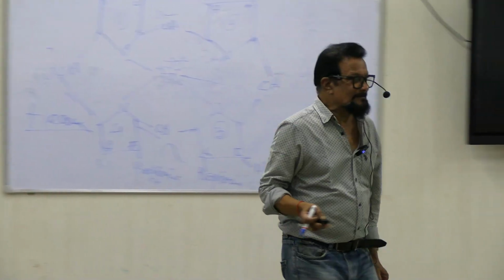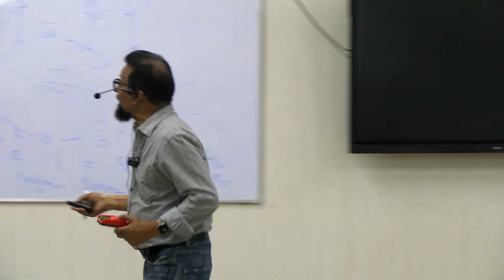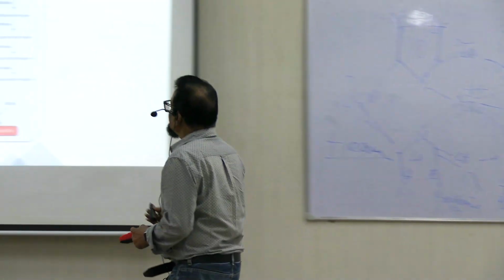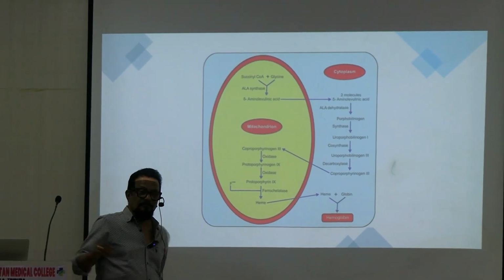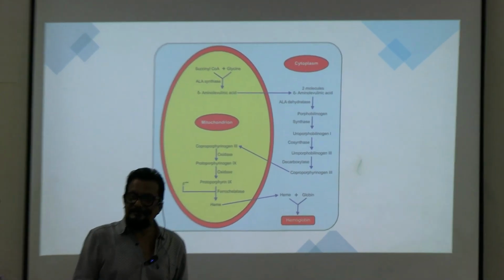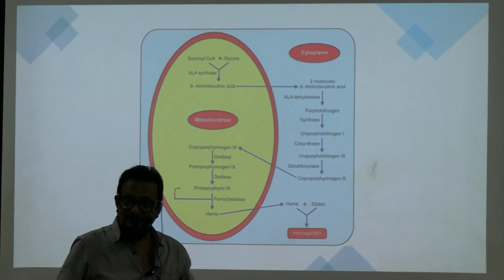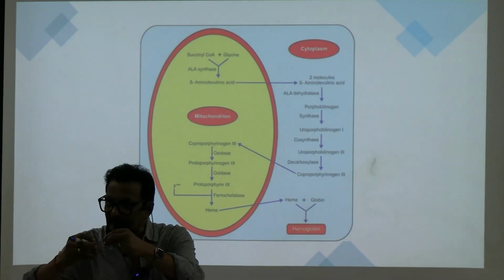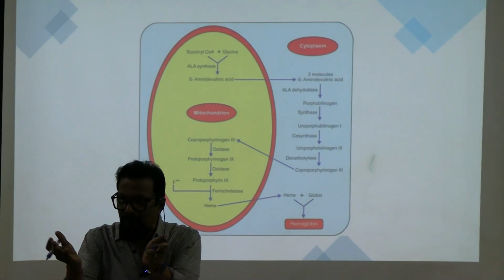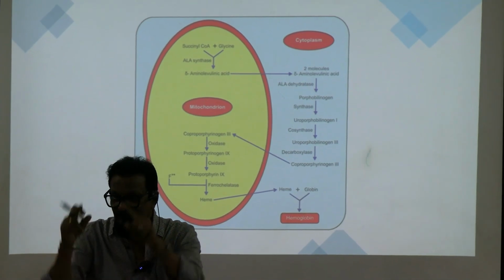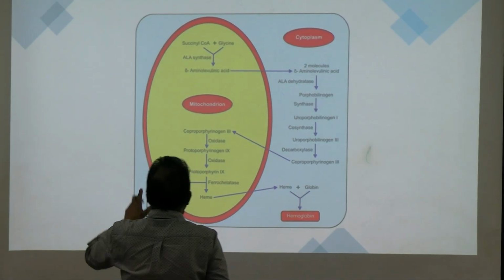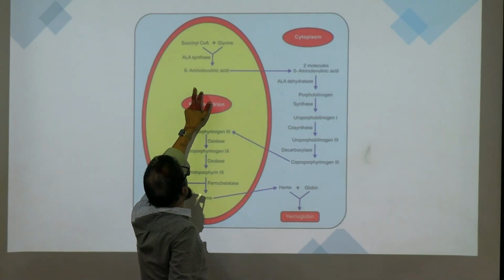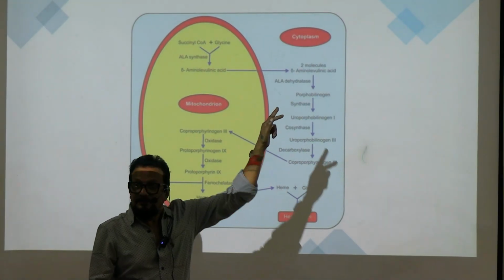How does hemoglobin biosynthesis happen? I am describing a short pathway here. So what happens? Two substrates are required: one is succinyl CoA, another is glycine. So they join together and form a shape like a pyrrole ring. Not a complex structure, take it as a ring. And this is called ALA, delta aminolevulinic acid.